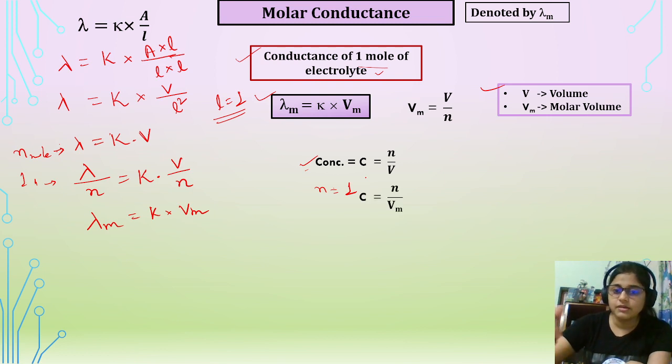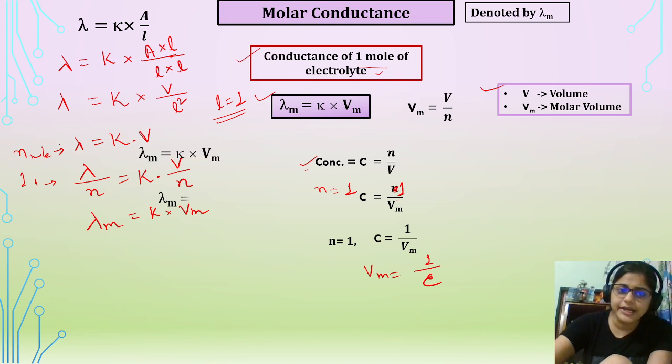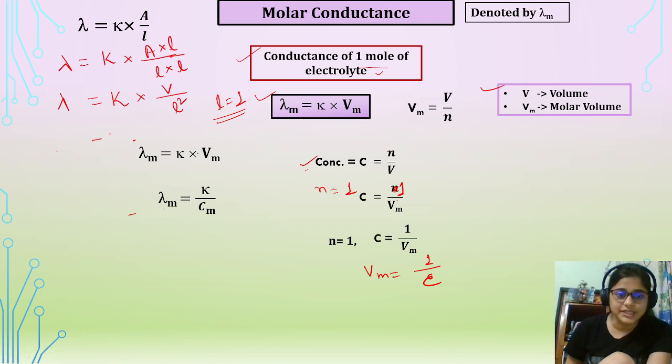Now what will be the C? C will be 1, and V will be Vm, because I have taken this for 1 mole. So for 1 mole the volume is molar volume, Vm. So C will be 1 by Vm. Now Vm will be 1 by C, obviously. Now we get another important expression of molar conductance, that is this one. This is also an important formula. We have highlighted it also.